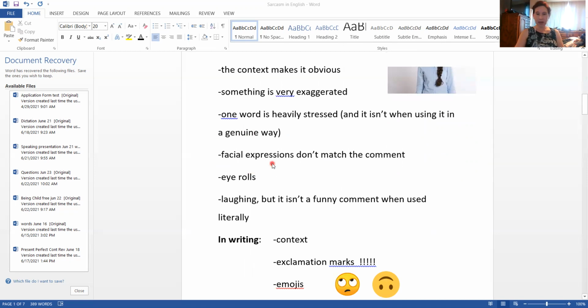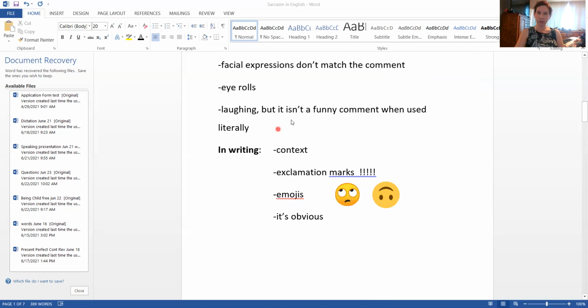Maybe they're being sarcastic if their facial expression does not match the comment. Perhaps eye rolls. Maybe they're laughing, but it wouldn't be a funny comment if it were being used literally.